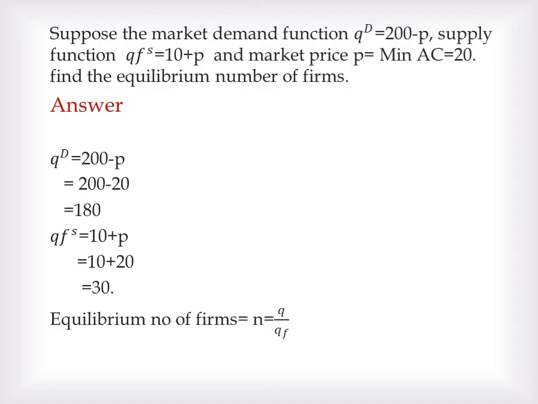Then how do we calculate the equilibrium number of firms? Using the equation N is equal to Q divided by QF. Q stands for market demand, which is 180, and QF stands for supply, which is 30. So 180 divided by 30, we get 6. 6 is the equilibrium number of firms.